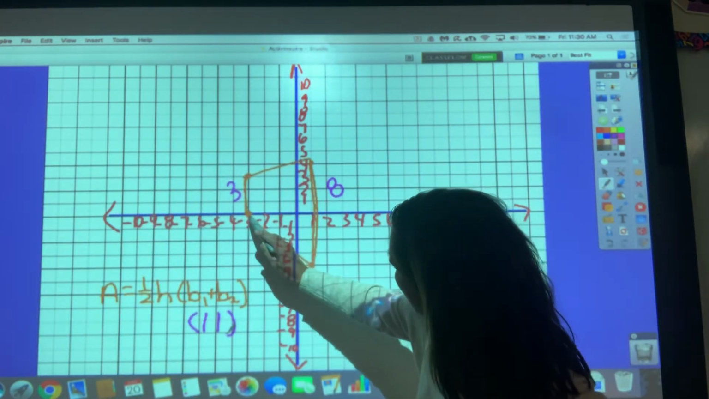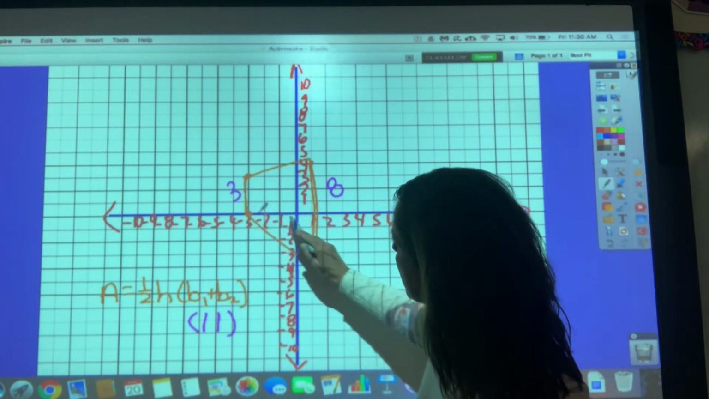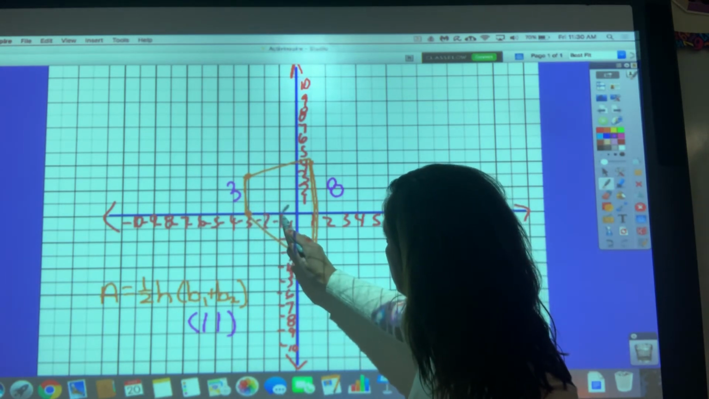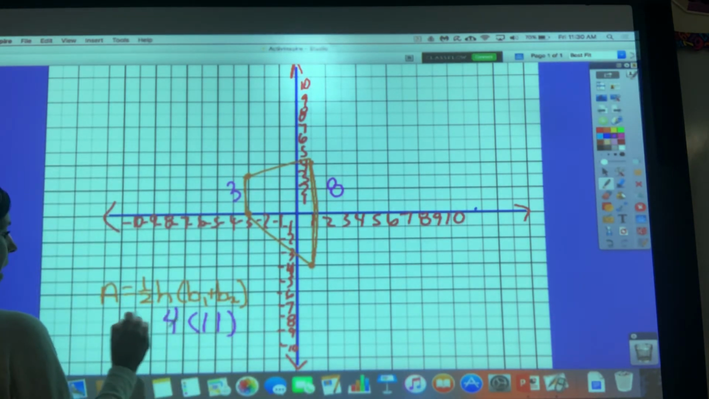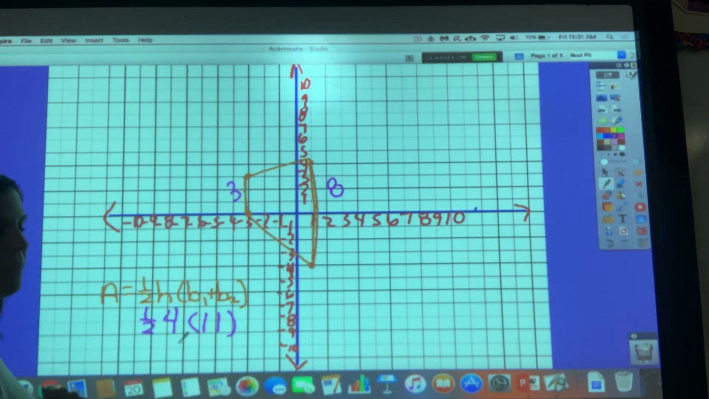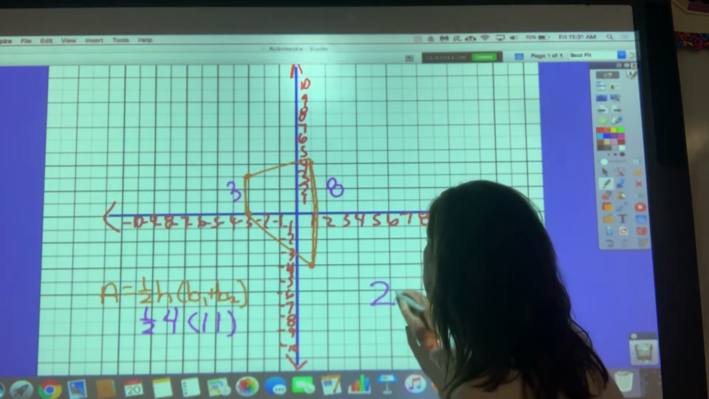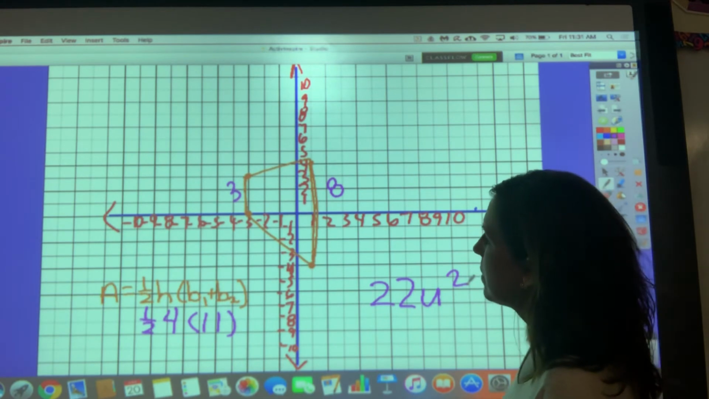The height is going to be in here. Again, you can turn your sheet where it's sitting on its base if you want to. The height is going to be 1, 2, 3, 4. So our height is 4. And then we know that we have half here. So it's half times the height times the addition of the two bases. The easiest thing to do would probably be to say half of 4 is 2, multiply it by 11, and we get 22 units squared for the area of our trapezoid.